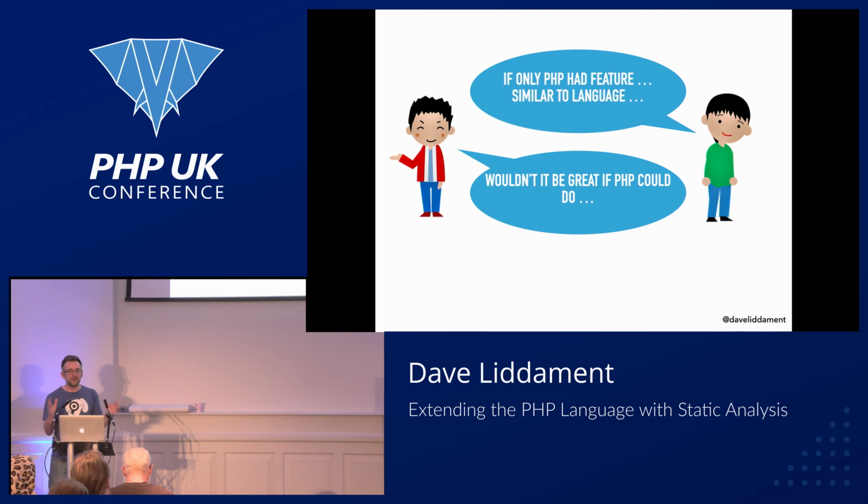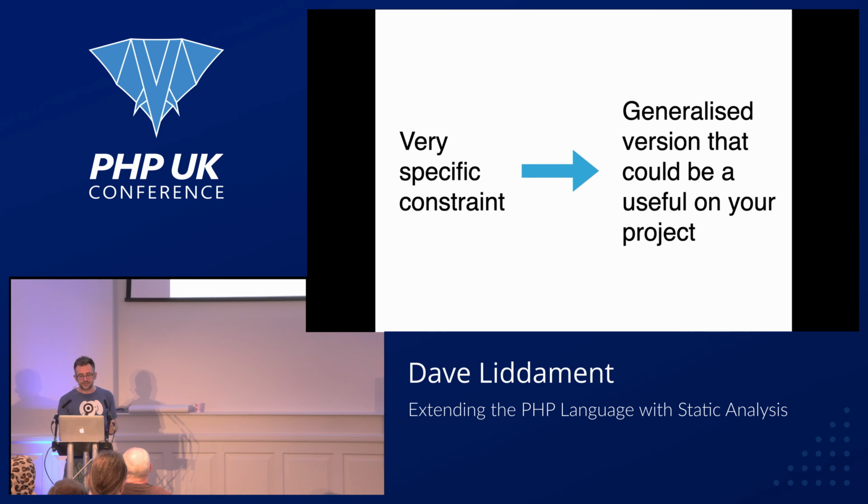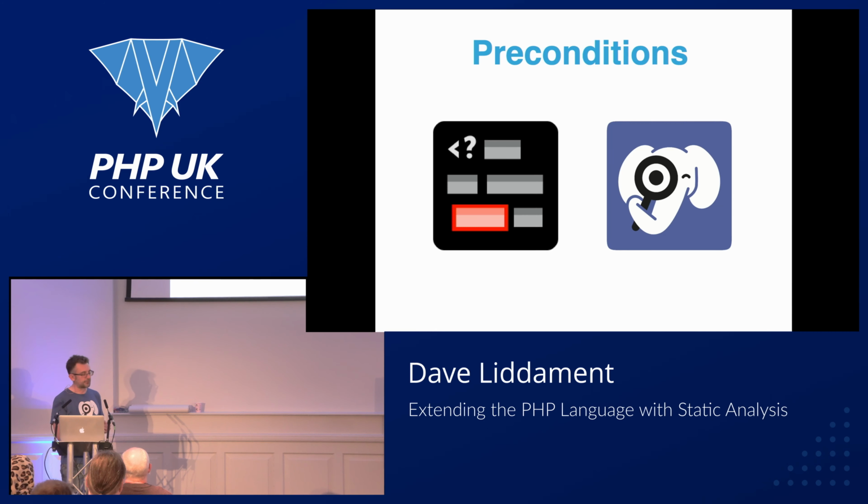Have you ever had a thought, if only PHP had some feature from another language? Or maybe you thought, if only PHP could do this. This is my story about how I built some new features for PHP using static analysis. I started off with a very specific constraint, a very, very specific problem that I was trying to solve. And then I extended this to a more generalized version, and maybe this will be useful on some of your projects.